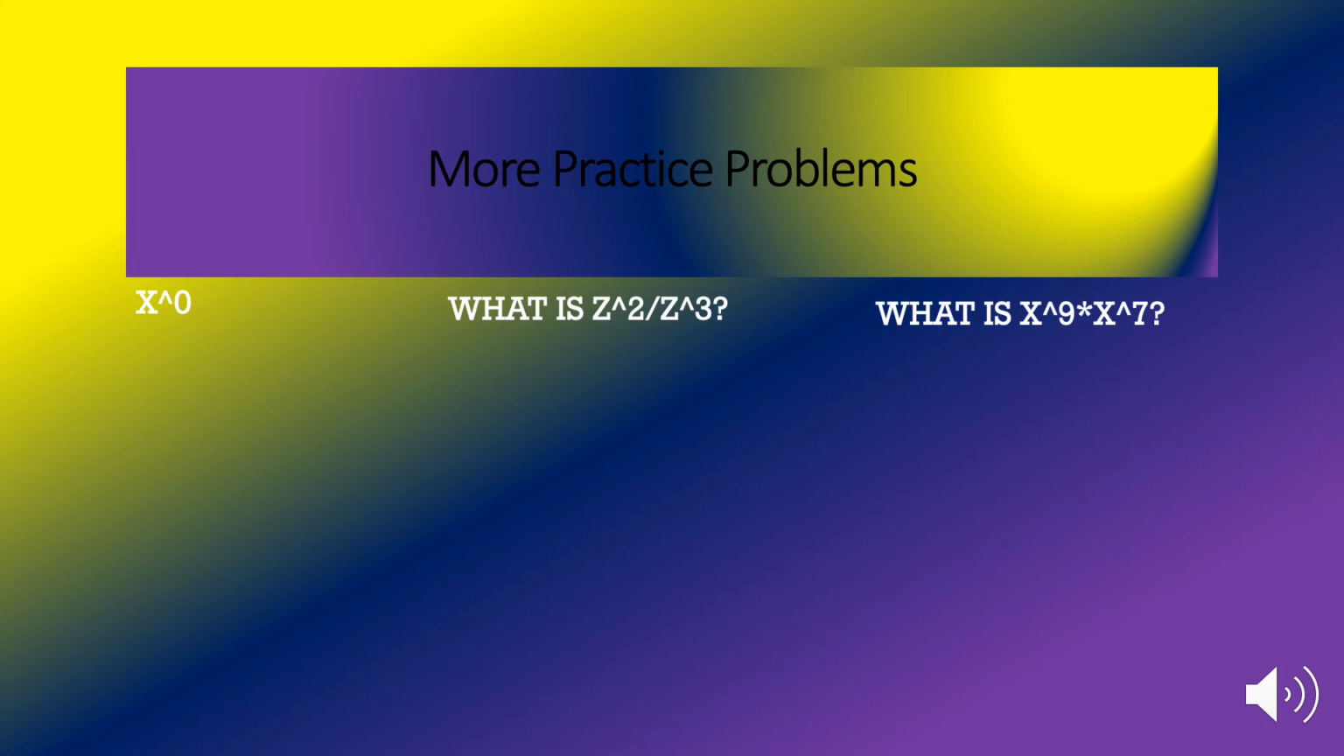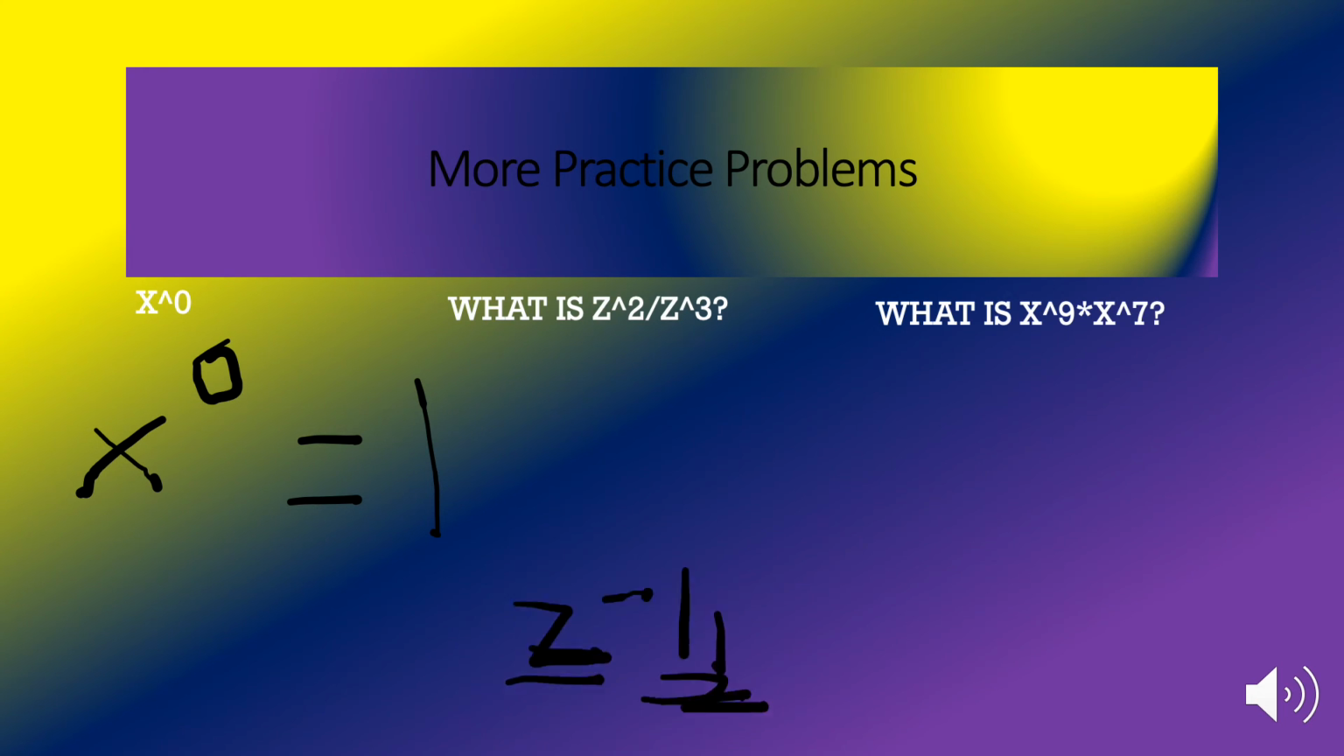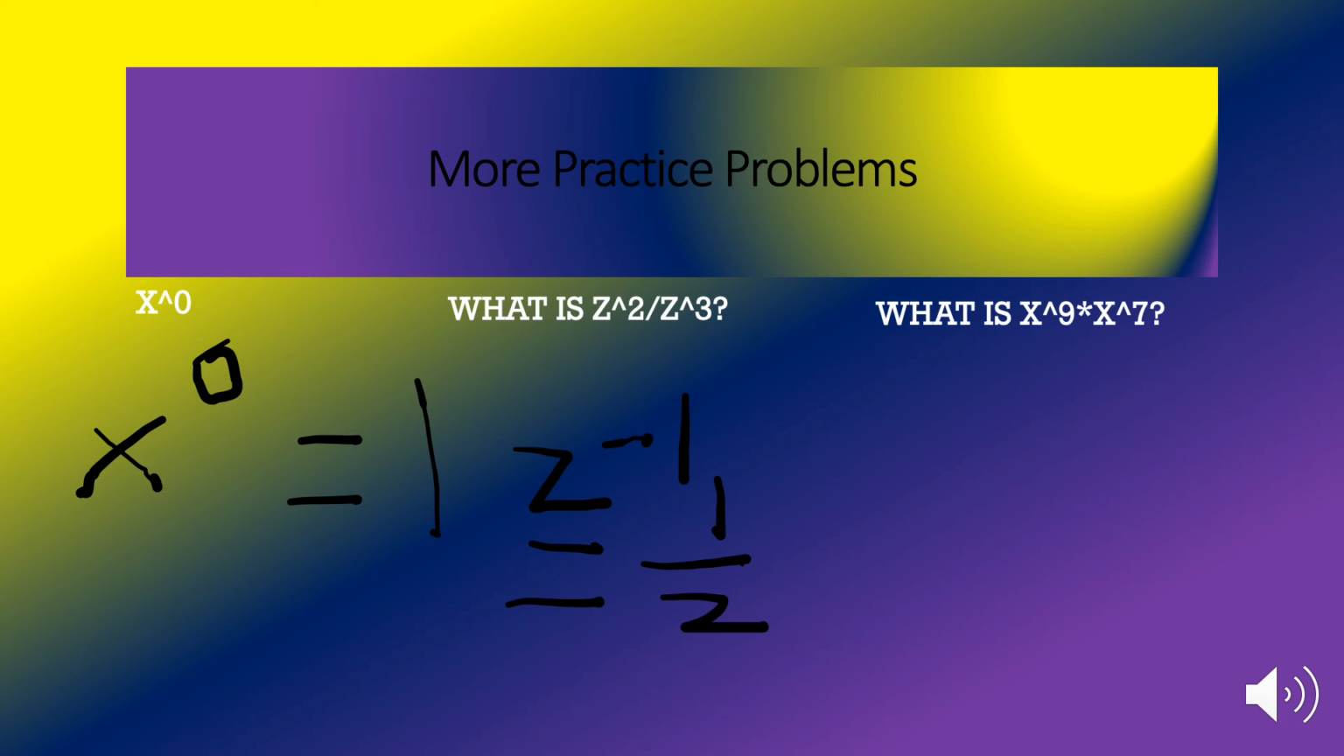What is x to the power of 0? Well, anything to the power of 0 equals 1, so x to the power of 0 just equals 1 again. And what is z squared over z cubed? Well, you must subtract. So 2 minus 3 equals negative 1, so you get z to the power of negative 1. And that just equals 1 over z, because you have to take the negative and put it into the denominator.